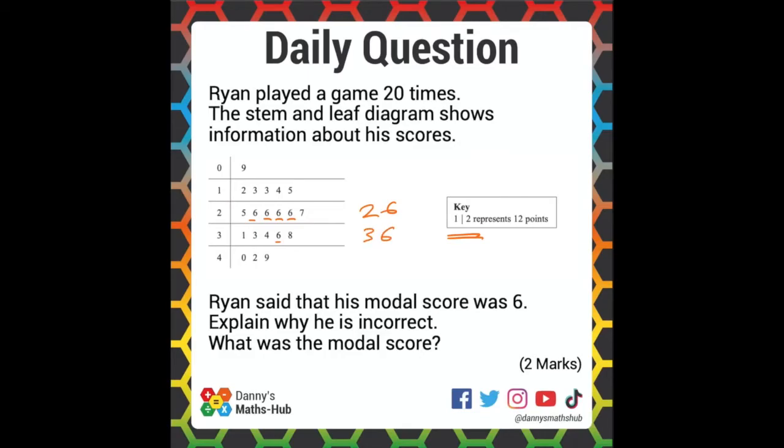So actually, he never actually scored a score of 6. The only single digit score he scored was a 9. So actually, all the 6s he counted as his modal score was incorrect. So if we had to explain why he is incorrect, he's incorrect because he never got a score of 6.